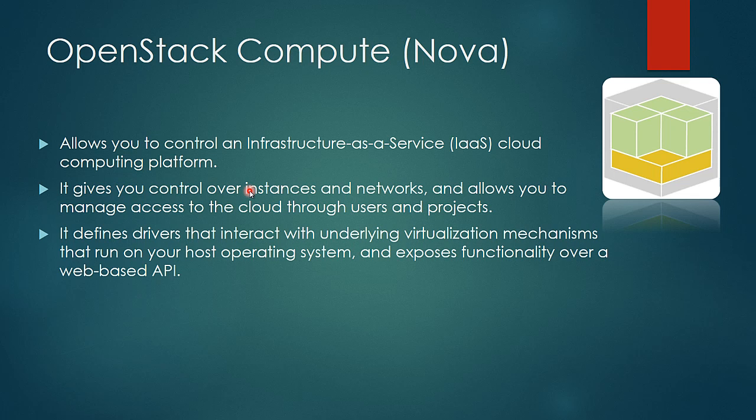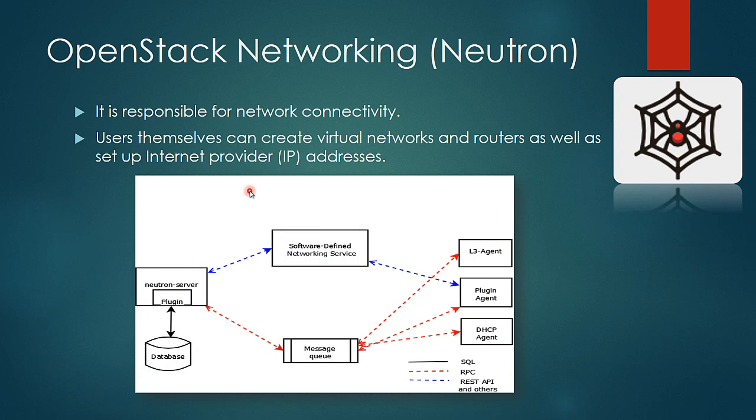Let's go and very briefly cover each module. So we have Nova. Nova allows you to control the infrastructure as a service cloud computing platform. So this is the module which will sit on the actual server where you will run your application. This is the module responsible for managing virtual machines on your servers. OpenStack networking, as it says, is a networking module. This will manage networking of your virtual infrastructure.